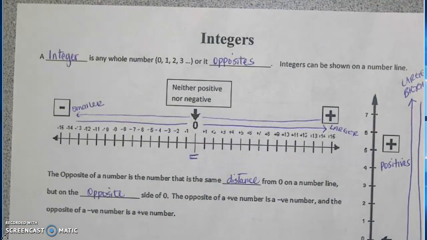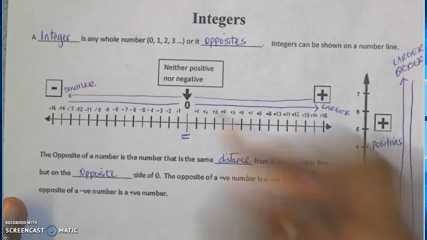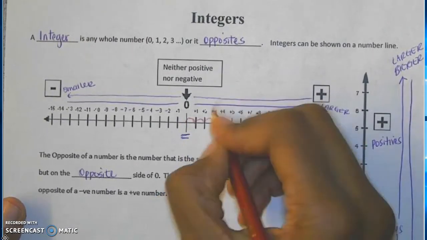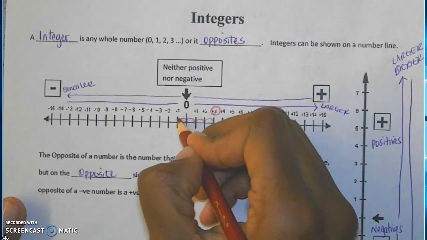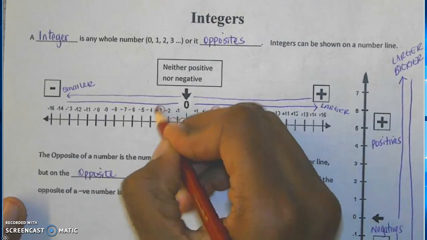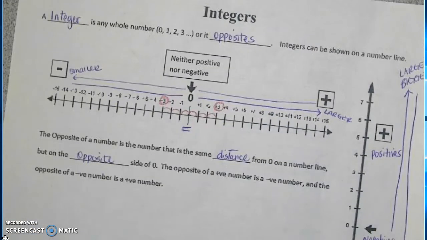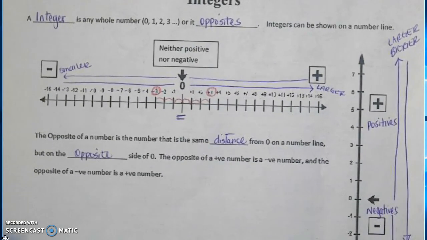When we look at the number line, we also talk about something called opposites. The opposite of a number is the number that is the same distance from 0 but on opposite sides of 0. So if I was at 0 and I would take 3 jumps to the right, I would land on +3. And if I was at 0 and I took 3 jumps to the left, I would land on -3. Because they're the same distance from 0 but on different sides, they are called opposites. So the opposite of -3 is +3.